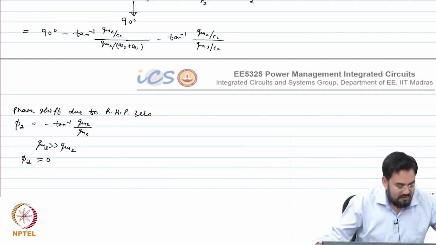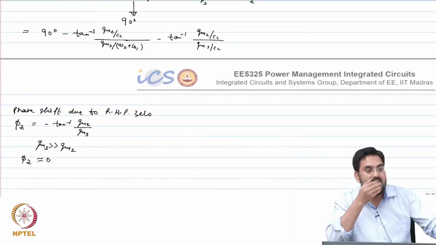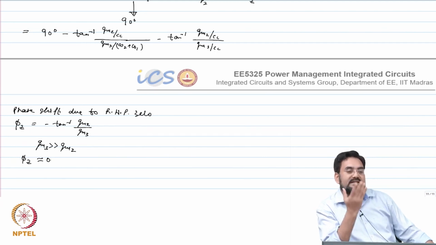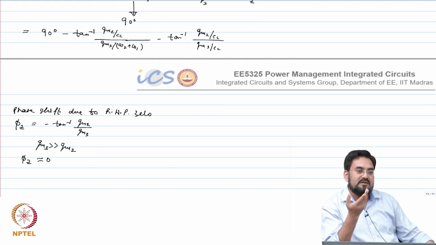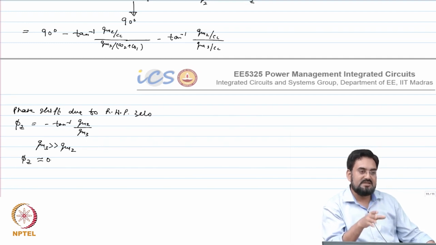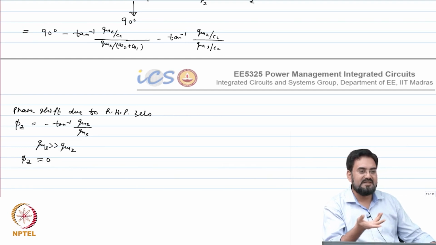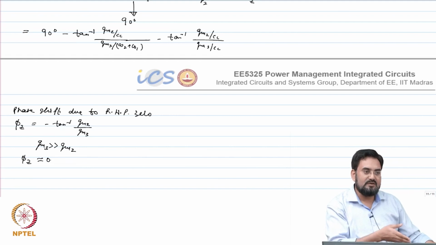Okay, any questions? Okay. Yeah, that is what I am saying. At the lightest load current, if you ensure that the GM2 by GM3 ratio is much lower, let us say 0.1, so let us say GM3 is 10 times GM2, then the phase contribution will be very low. So, if you ensure that at the lightest load, then at highest load that will be even better.